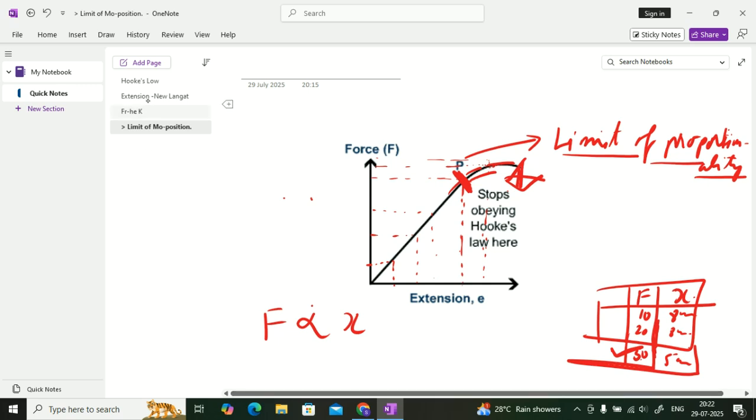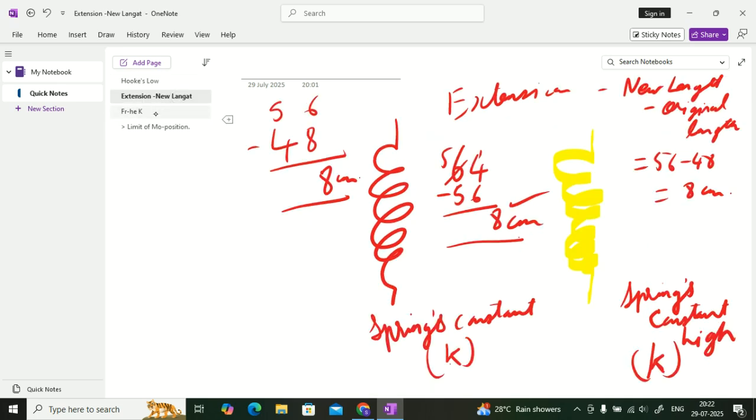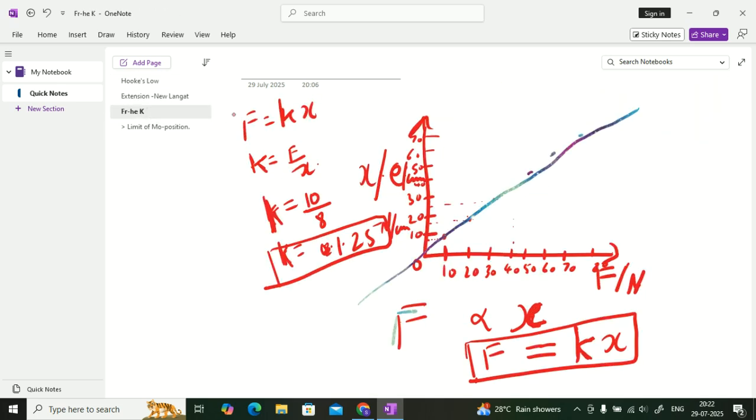So Hooke's law is the equation which we need to remember: F is equal to kx. That proves that whenever you load a spring with certain weight, certain force, the extension is going to be constant. And Hooke's law is only applicable for springs, not rubber bands and any other elastic material. So this is the limitation of Hooke's law. F is equal to kx is the equation which we need to remember, where F is the force attached, x is the extension happening, and k is the spring's constant.